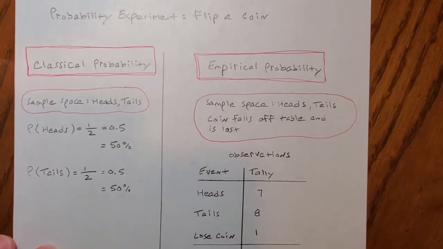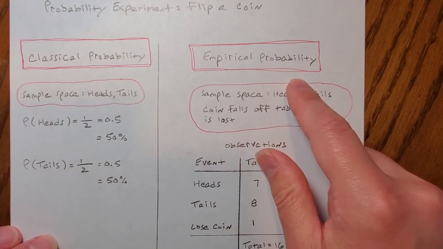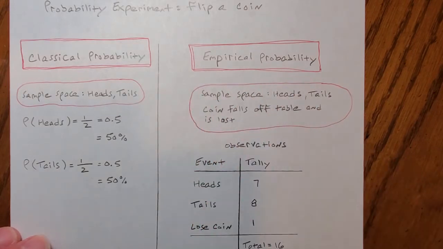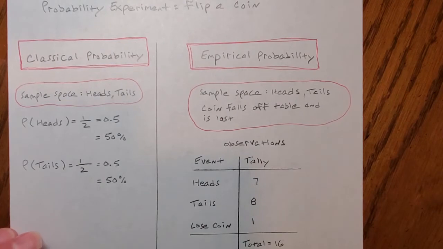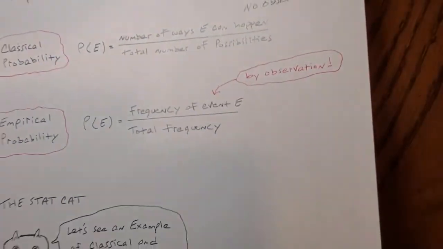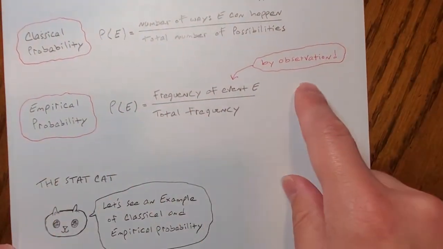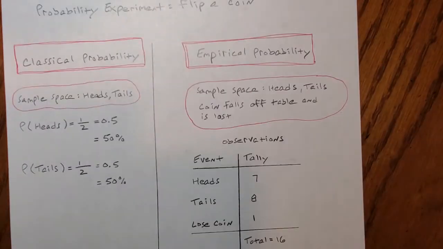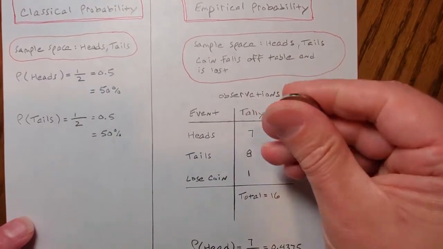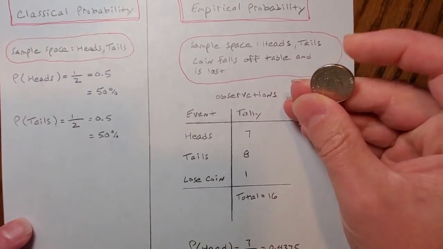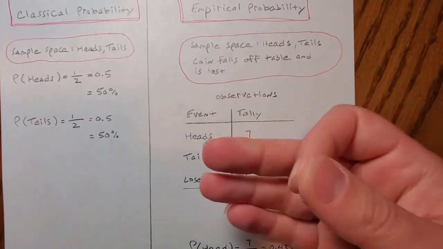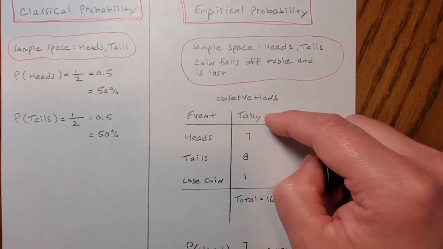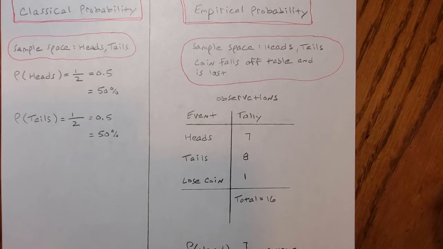Now, how is empirical probability different? Real quick, I'm getting ahead of myself a little bit. Remember, empirical probability requires observations. So what I did was I got this coin and I flipped it and I counted the results. I got heads, I got tails, I made a tally and I totaled it all up.